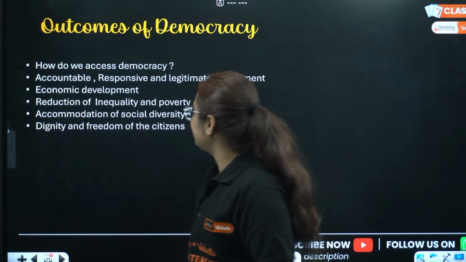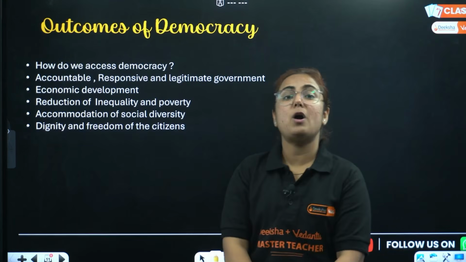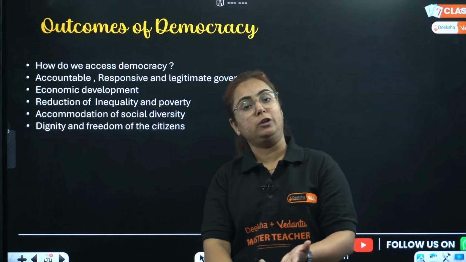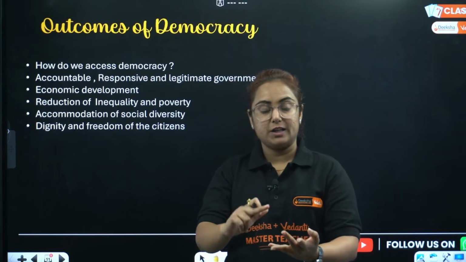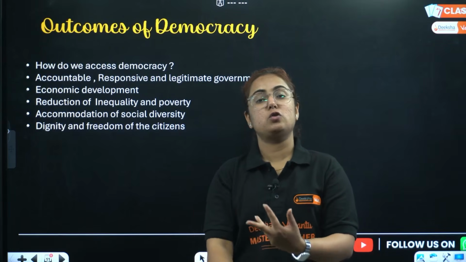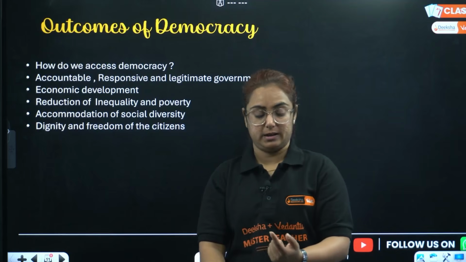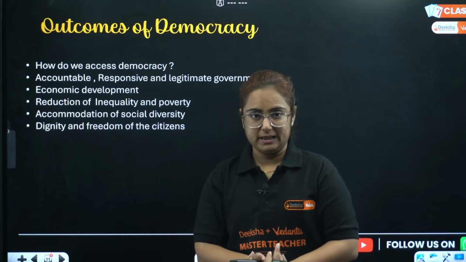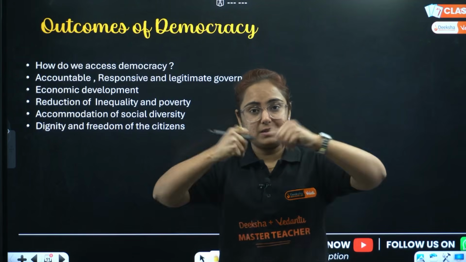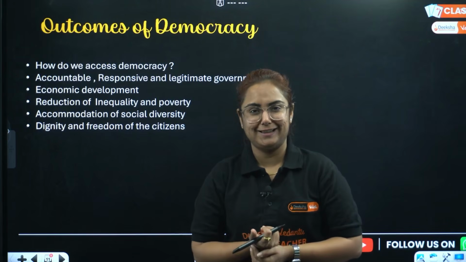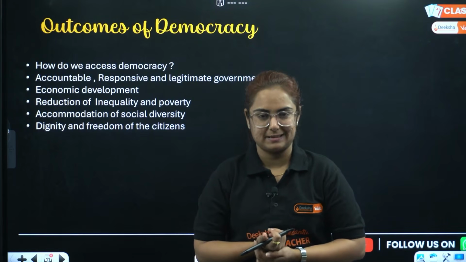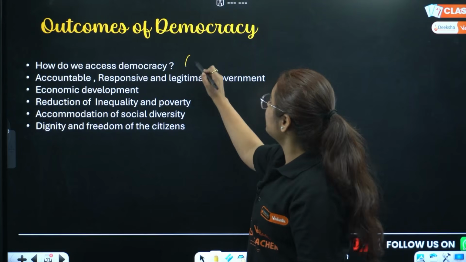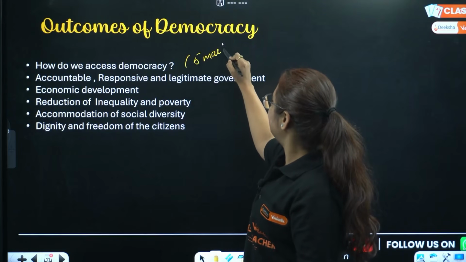Outcomes of democracy. How do we assess democracy? It gives freedom and dignity to the individual. It gives equality. There are chances to correct the mistakes. Yes, there are. If they make a mistake, we protest, we revolt, etc. Right? There are chances. People have participation in the decision-making process. So, this is how we assess democracy. Bacha, 5 mark question.